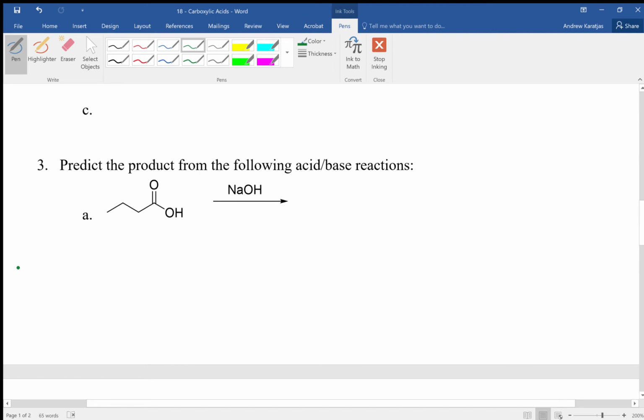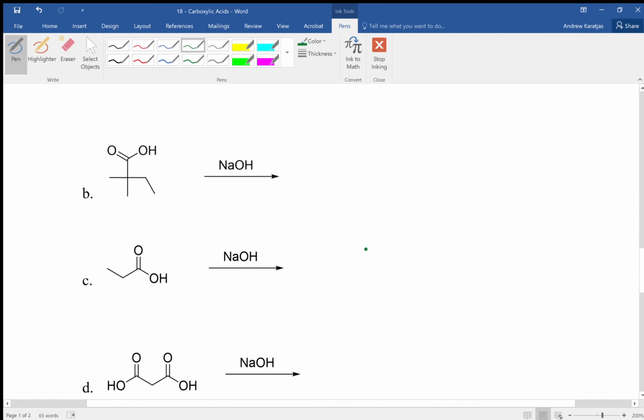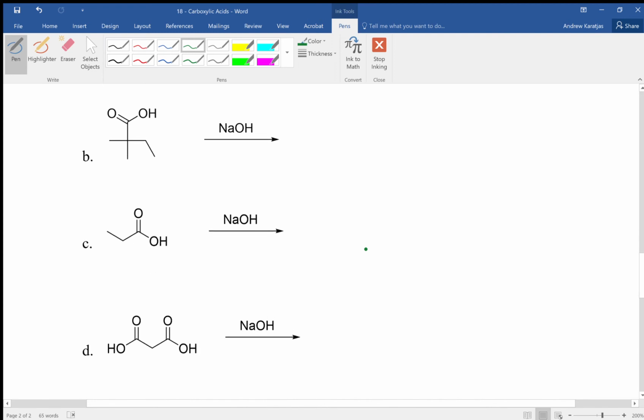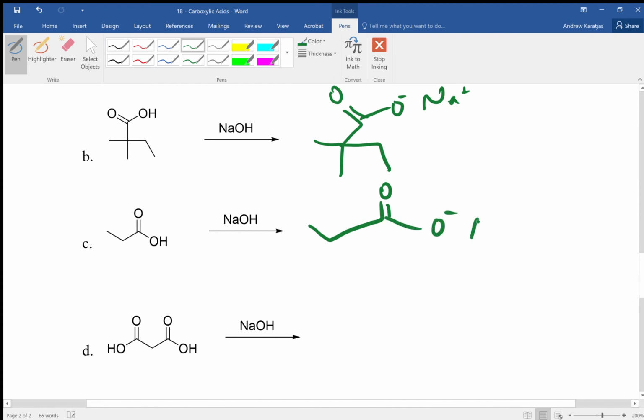In question 3, we're looking at predicting the product from acid-base reactions. So we know that carboxylic acids are acidic, and with an appropriately strong base, such as sodium hydroxide, we can remove that and form the ionic compound, the carboxylate salt pictured here. And that's what's going to happen in any of these, regardless of what the carboxylic acid is, that we'll remove that proton and form an oxygen anion.